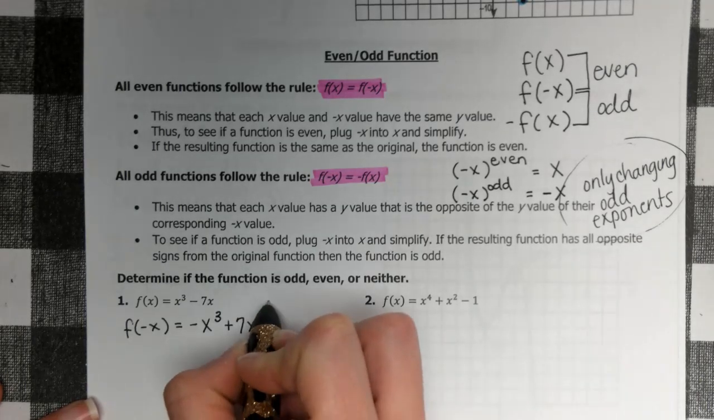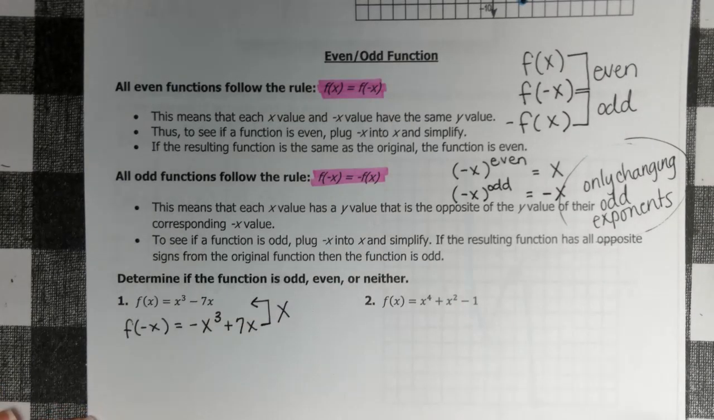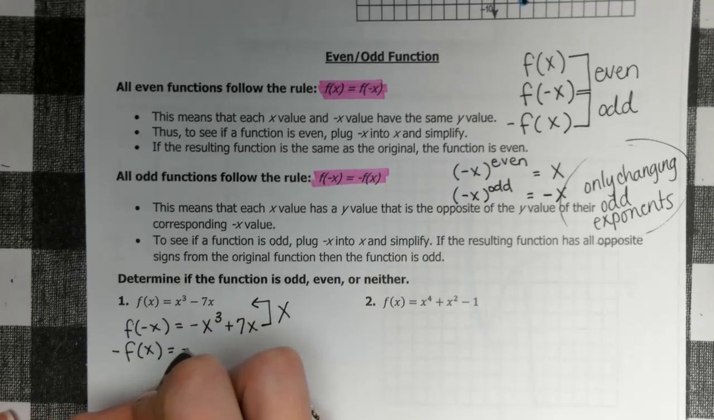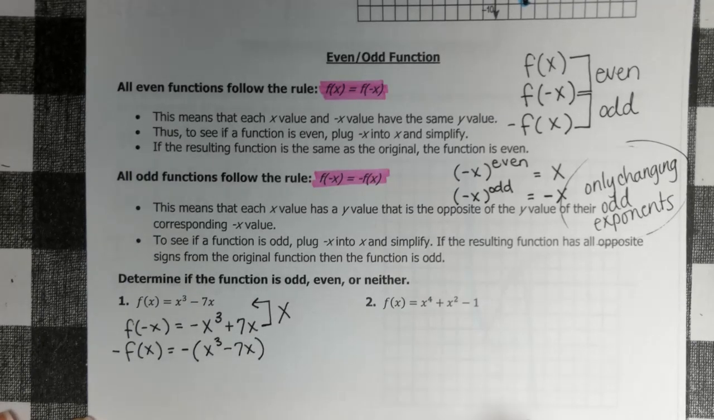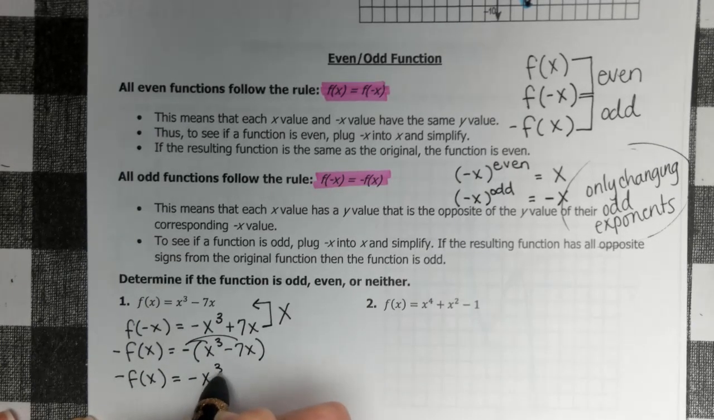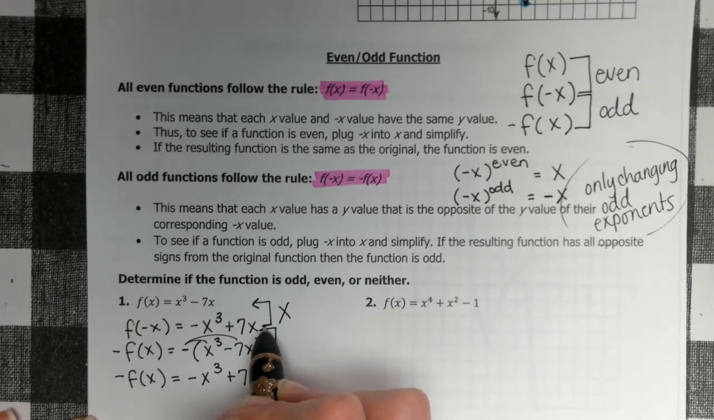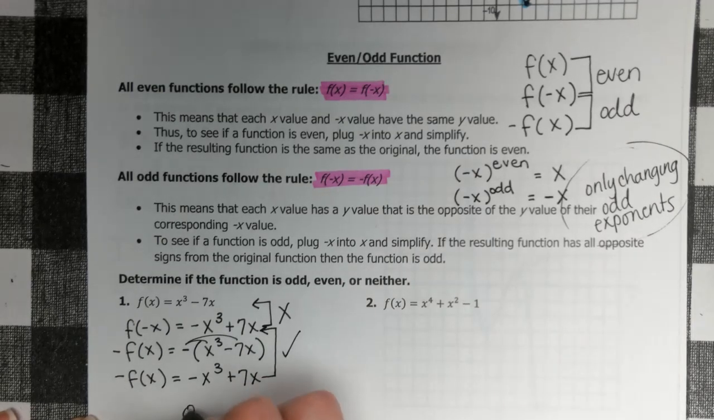So then I'm going to compare it to my function. Are they the same? No. So it's not even. So what I need to do now is negative f of x. So what I'm doing is I'm taking a negative and distributing that to my whole function. So negative f of x, I distribute and it becomes negative x cubed plus 7x. Does that compare to f of negative x? Are they the same? Yes, so that means it's an odd function.